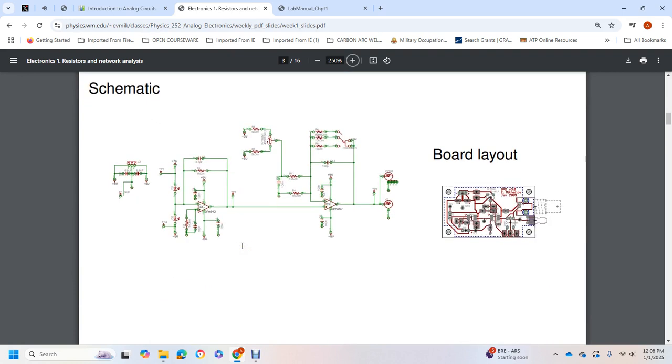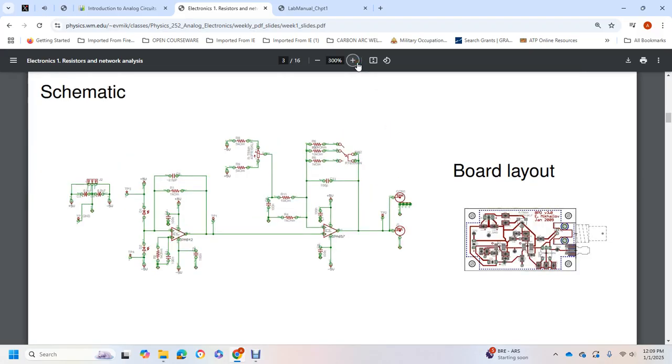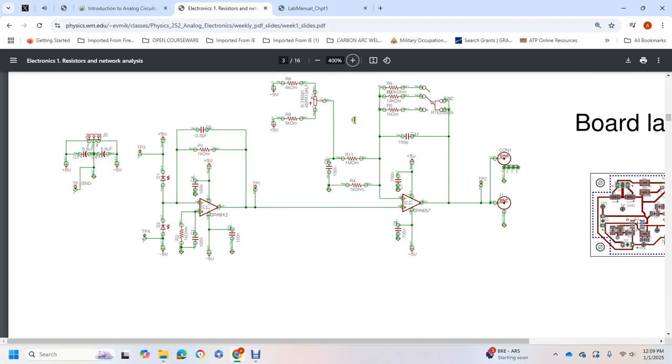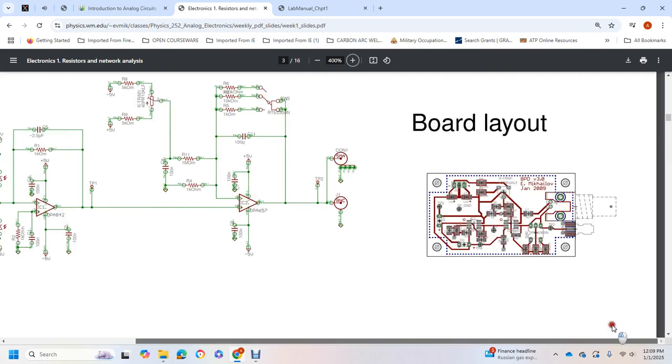Okay, resistors in a schematic, and on the board layout. Everywhere you see a zigzag line is a resistor, two lines a capacitor. This would be an amplifier. This would be a jumper, ground, to another amplifier, to resistors over here, on this 3-way switch. Over here would be the board design.